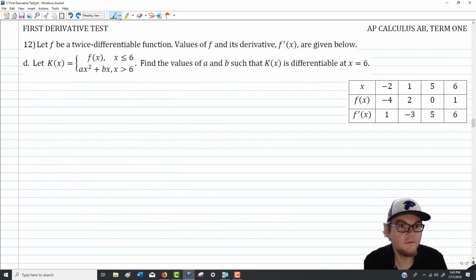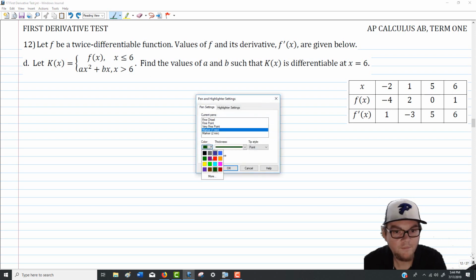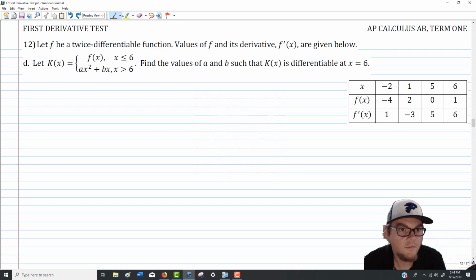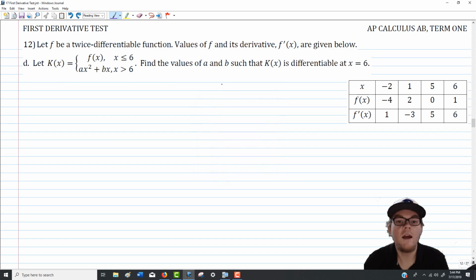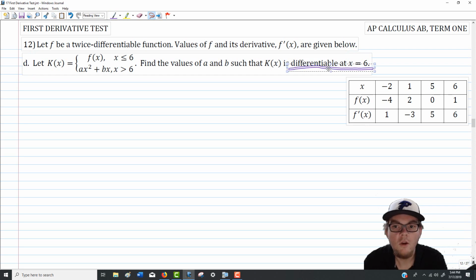And last but not least, I think I made this pretty clean, just a little bit did the wrong color. So in 12D, once again, we moved away from the pure analysis, and we're asked to call back to something that we've actually been using a little bit, which is differentiability. So here we're given a piecewise function that involves our table function, f of x, and we're supposed to find the values of a and b, which are the coefficients of two terms of a quadratic function, such that k is differentiable at x equals 6.